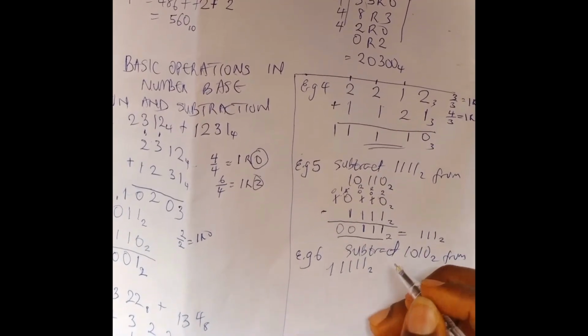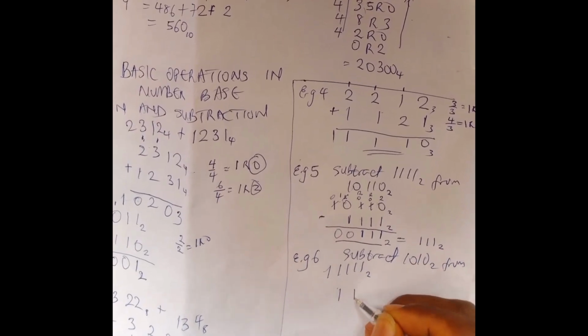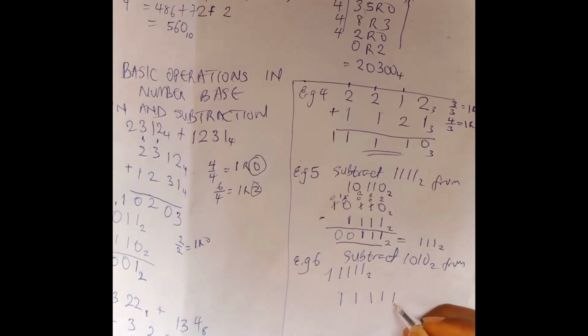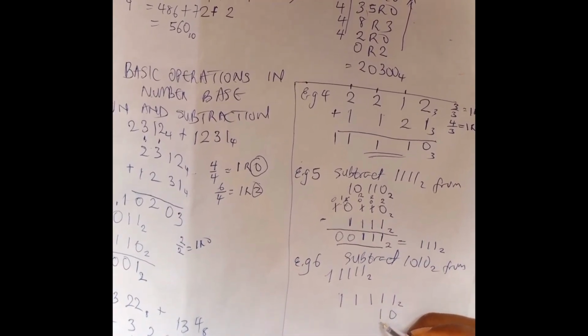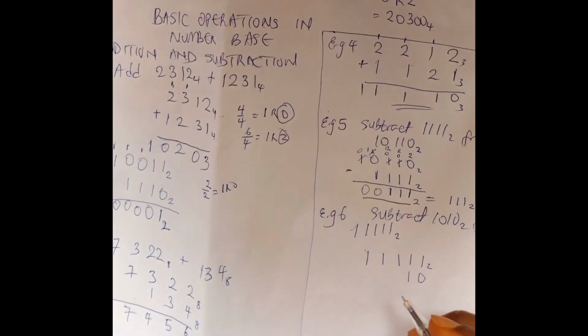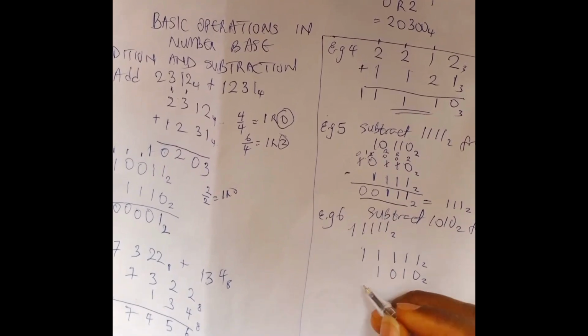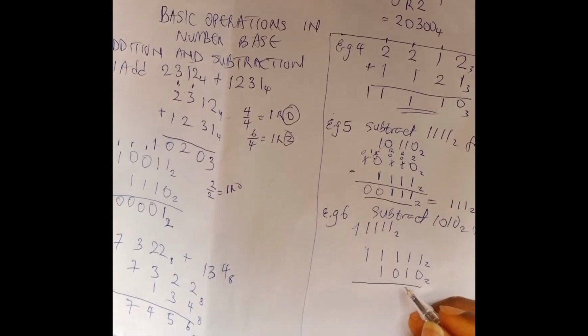Now let's do this. Subtract this from this. So you write this one first. 1 1 1 base 2. And write this from the back. 0 1 0 1 base 2. Minus.